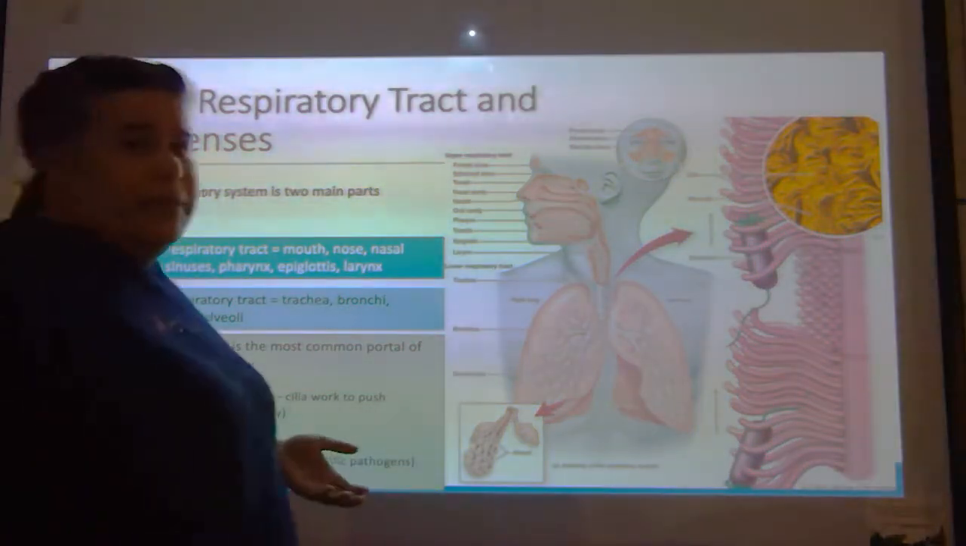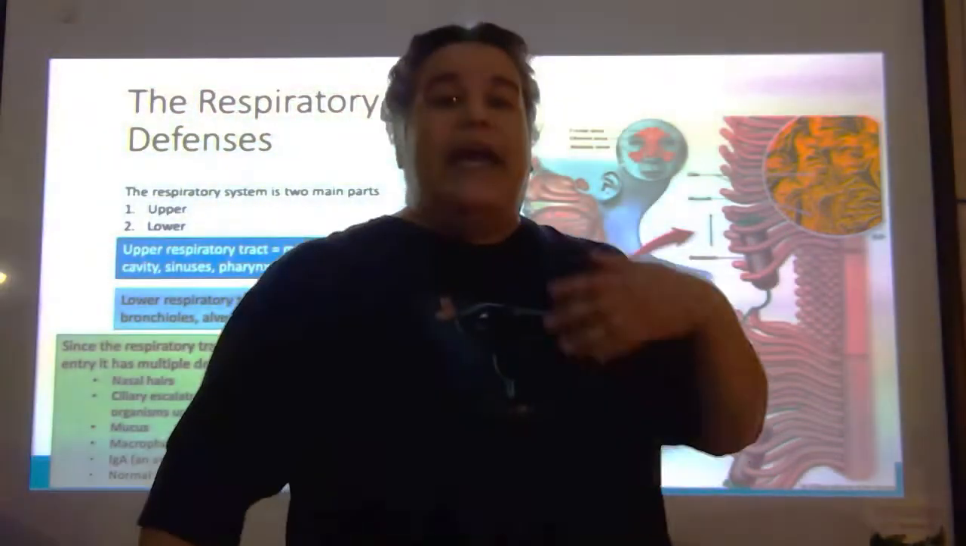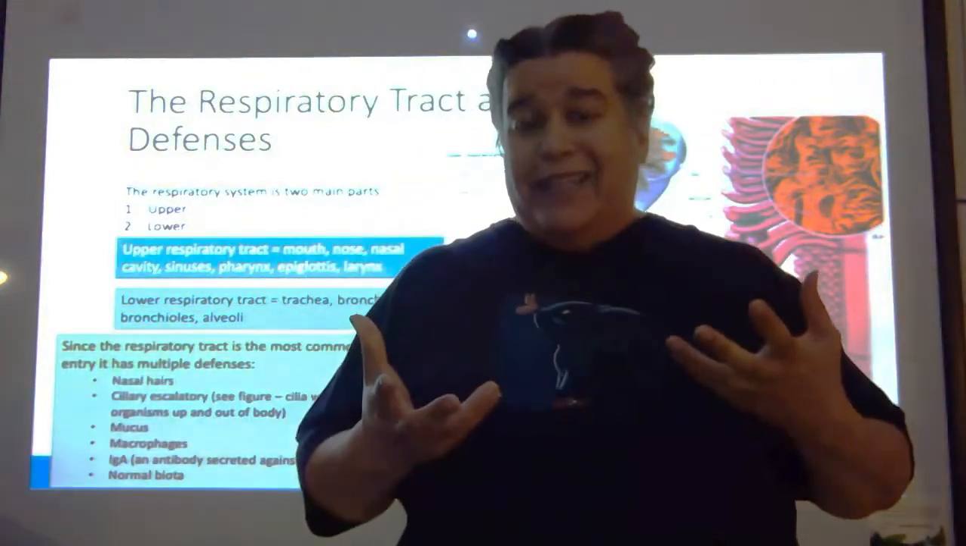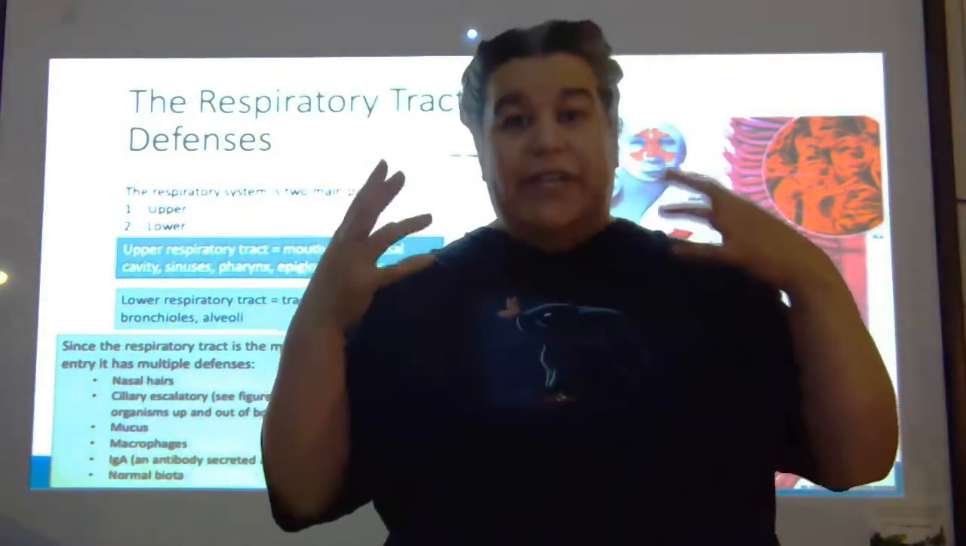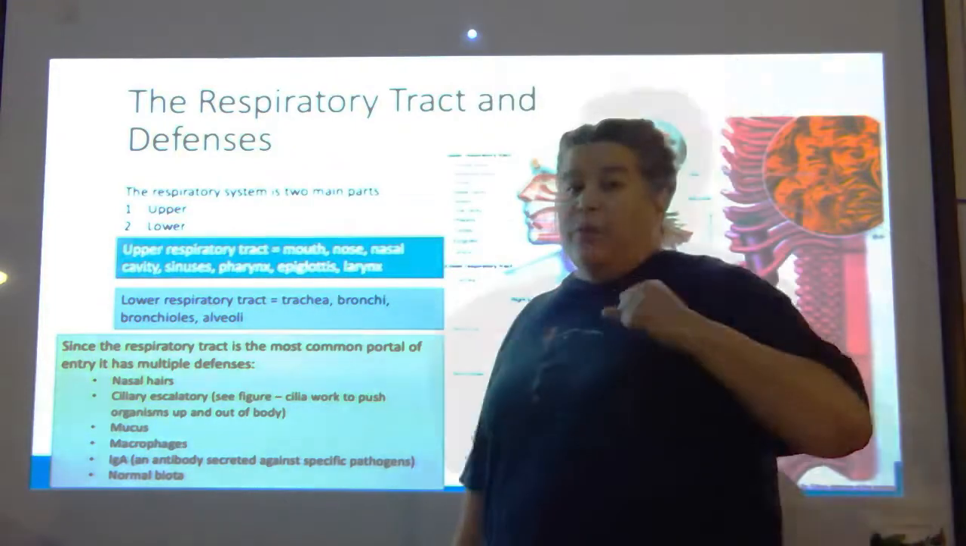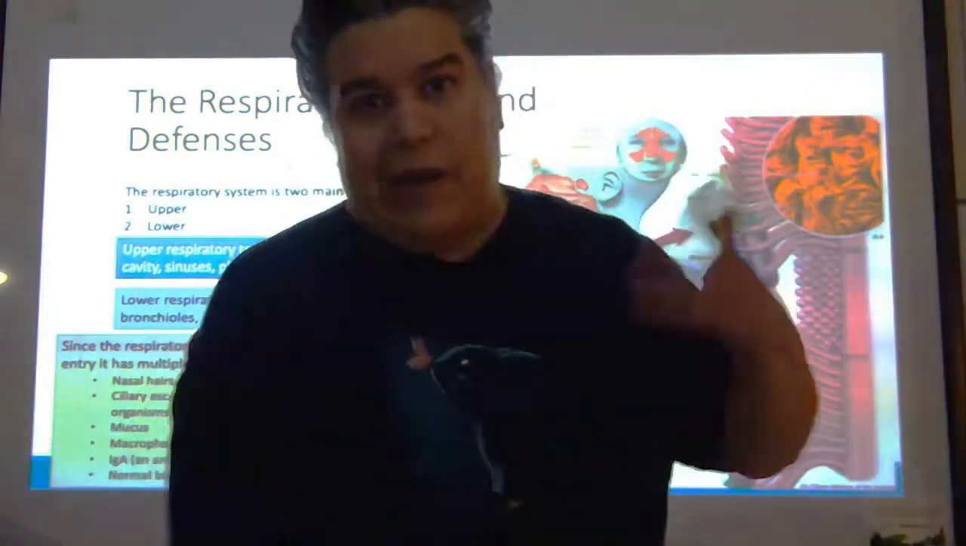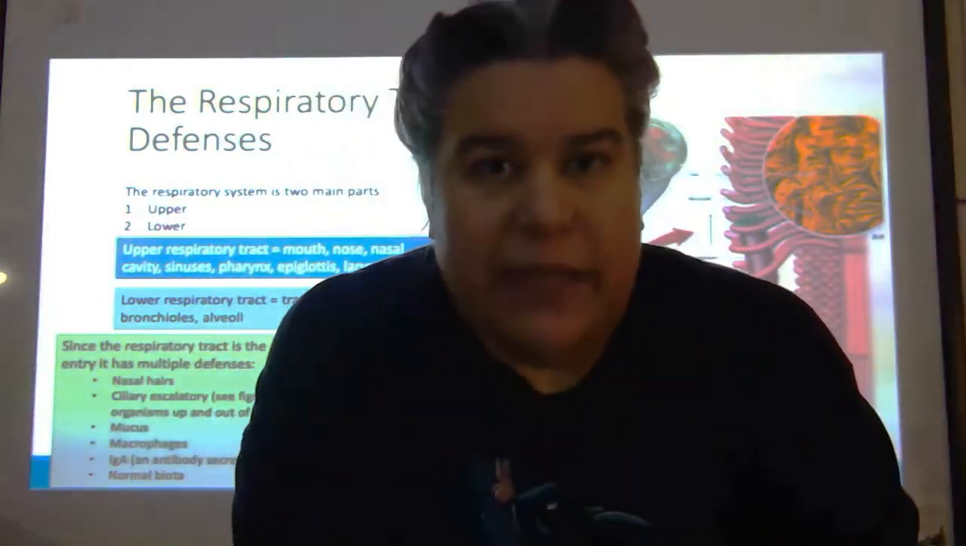IgA, we talked about the different types of antibodies, and we said that IgA antibodies are in the saliva, they're in the tears, they're in the mucus. Now, just like every other part of our body that is exposed to the outside, we do have normal biota that exist inside of our lungs. That normal biota will fight for territory if anything invades.